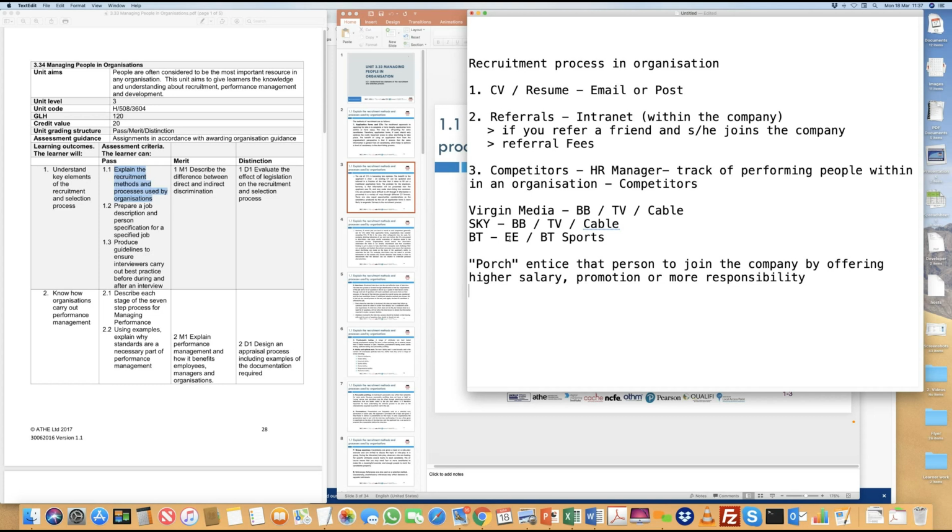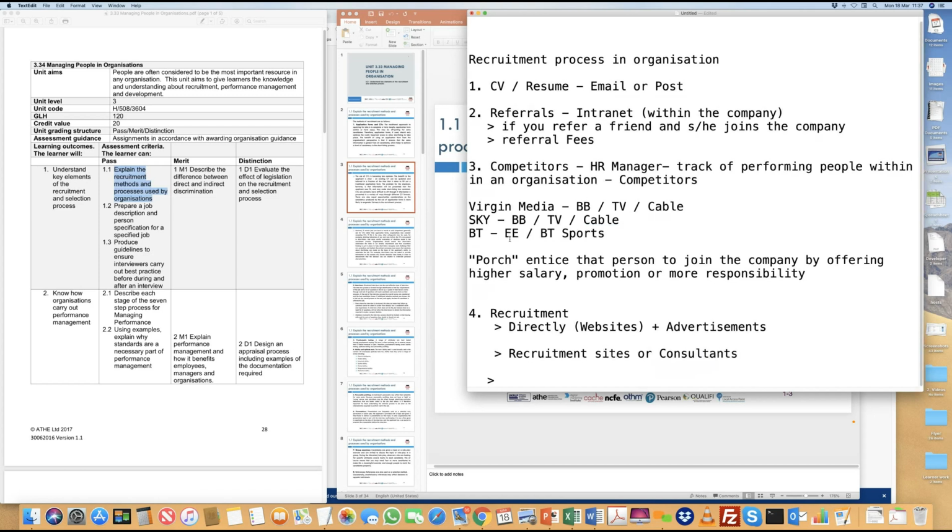Correct? Yeah. Now, when you look at recruitment, there are different types. Companies can recruit directly, and when you say directly, it could be from websites, or they place advertisements, recruitment advertisements, right? They could also involve what you call recruitment sites or consultants, correct?